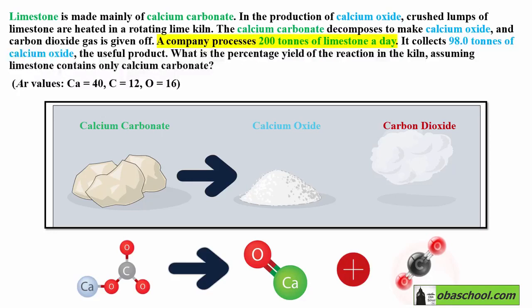A company processes 200 tons of limestone a day, and it collects 98 tons of calcium oxide, which is the useful product. What is the percentage yield of the reaction in the kiln if we assume that limestone contains only calcium carbonate? So we have to find the percentage yield of the reaction in which 200 tons of calcium carbonate will produce 98 tons of calcium oxide. And of course, we are given the relative atomic masses of calcium, carbon, and oxygen.